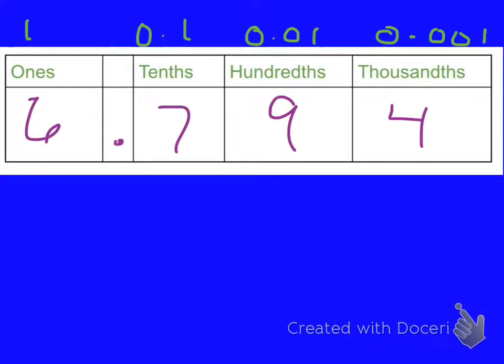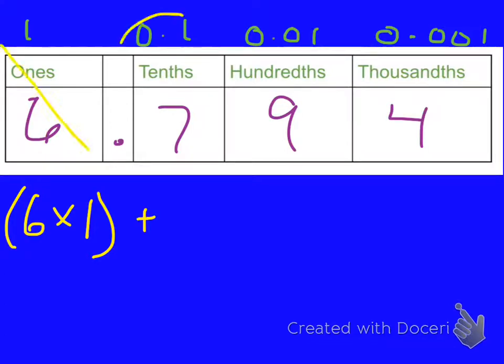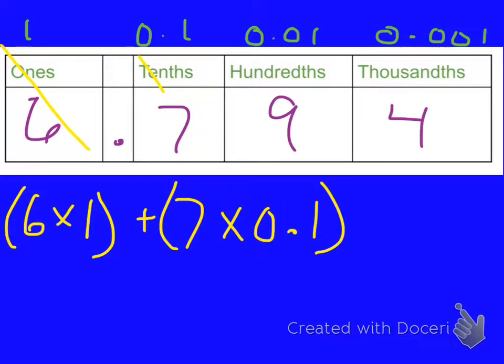So our number is 6 and 794 thousandths. Our first step is we look at our biggest place value, which right now is 6. We're going to take that times 1 because it's in the ones place. Put that in parentheses. We're going to add that to the next place value, which is 7/10. So we're going to take 7 times 1/10. Put that in parentheses. Done with that one.